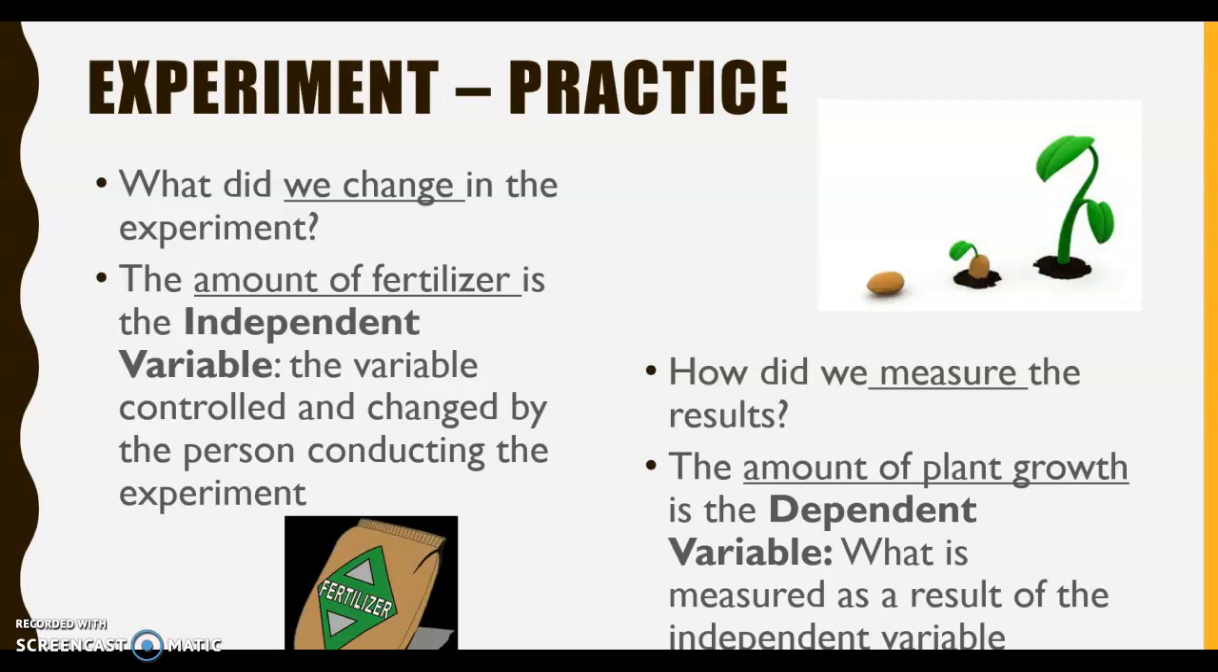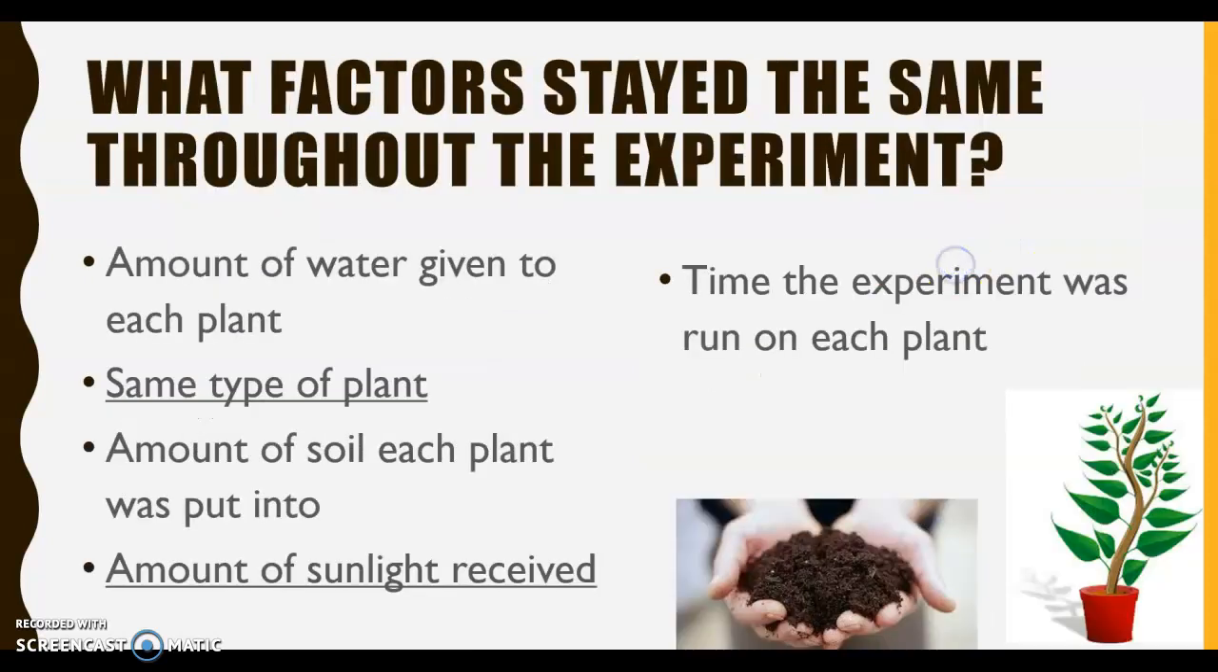The thing that you change is your independent variable. The thing that you measure is your dependent variable. Your dependent variable depends on the independent variable. How high the plant grows depends on how much fertilizer you use. So the independent variable, what are you changing? The dependent variable, what are you measuring?